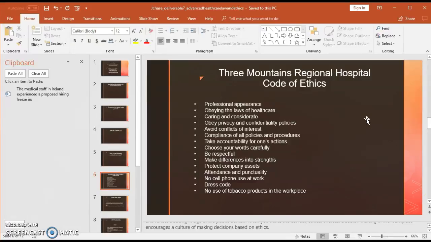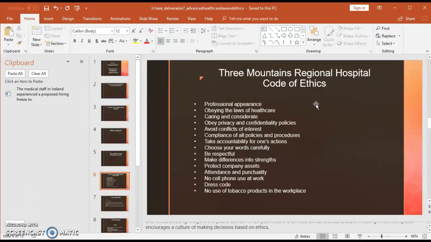This is the Three Mountains Regional Hospital Code of Ethics. Personal appearance. Obeying the laws of healthcare. Being caring and considerate. Obeying privacy and confidentiality policies. Avoiding conflicts of interest. Compliance of all policies and procedures. Taking accountability for one's actions. Also by choosing your words carefully. Being respectful to patients as well as your coworkers. Make differences into strengths. Protect your company assets.